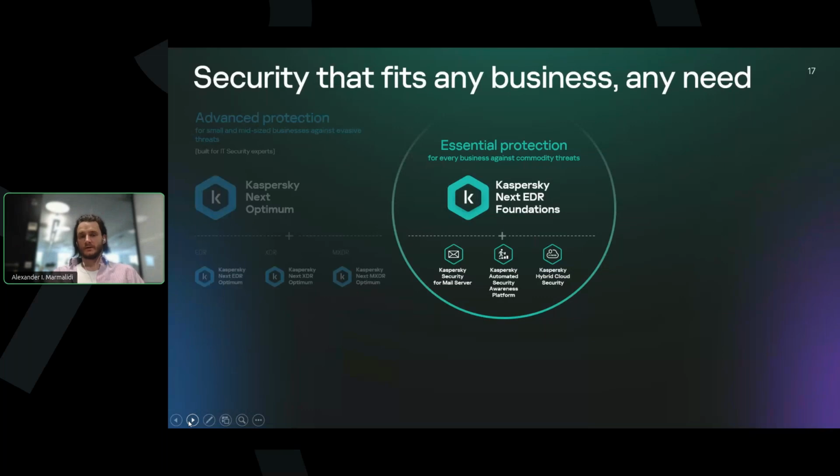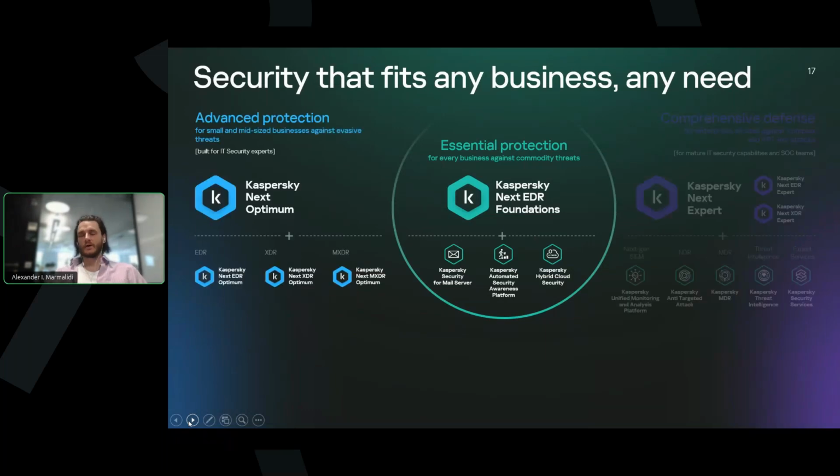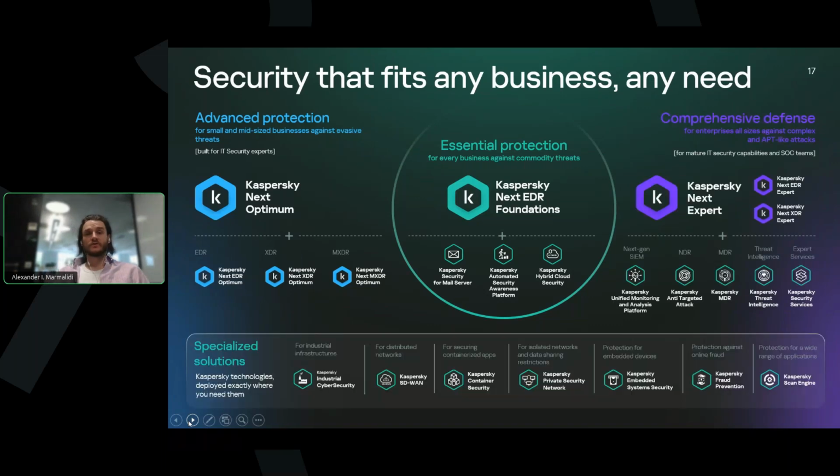Now, if we are talking about a quick overview of our portfolio and how it relates to Kaspersky Next that I have already mentioned, on the left you can see the tiers of Kaspersky Next Optimum. On the right, you can see the tiers of Kaspersky Next Expert. And on the second level of the slide, you can see that advanced protection for SMBs would be sufficient with Next Optimum solutions.